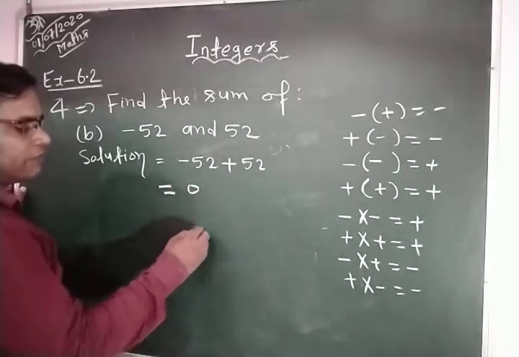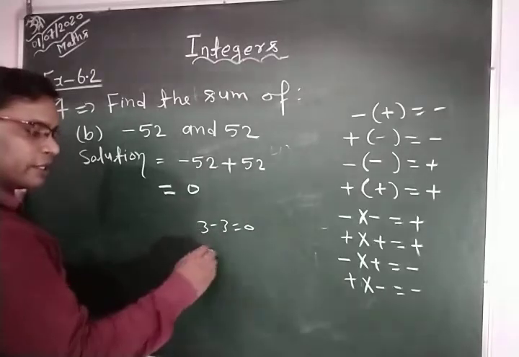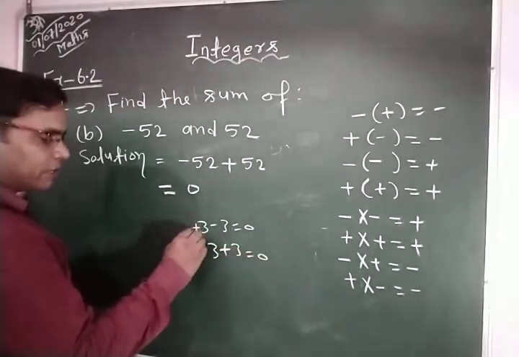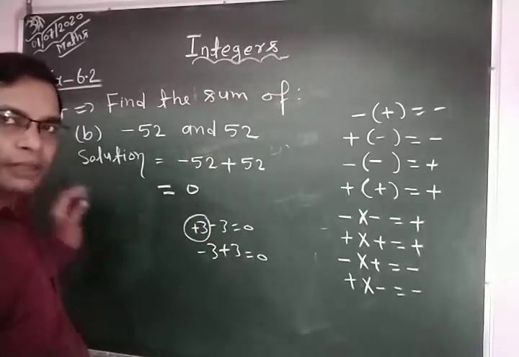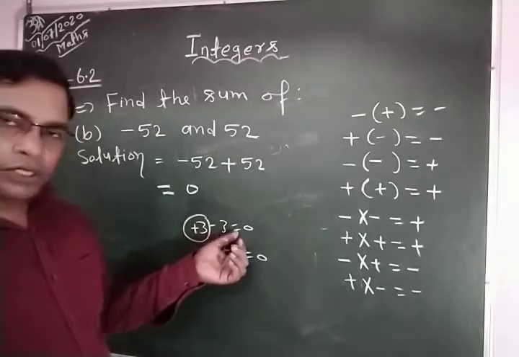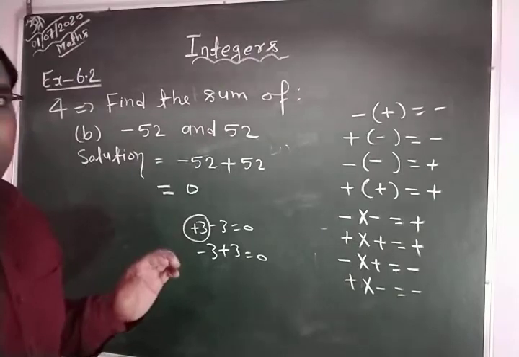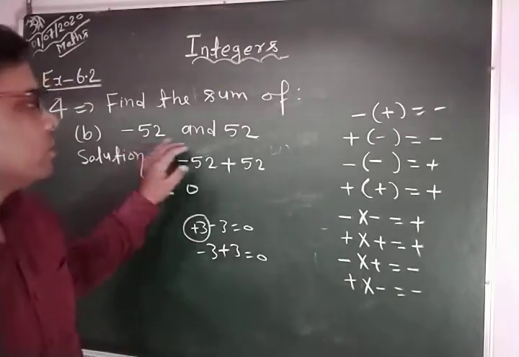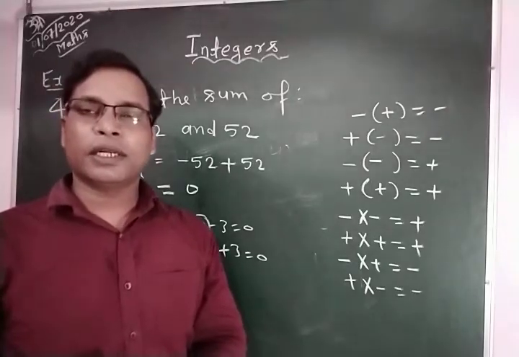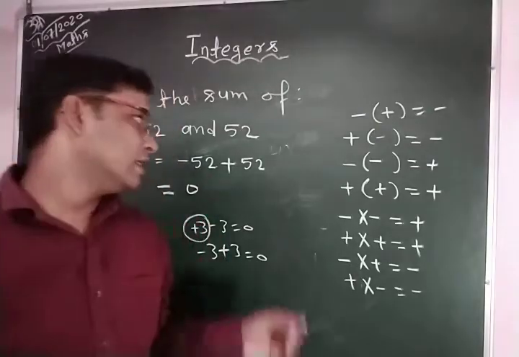So this is equal to 0. For example, you can write 3 minus 3 is equal to 0. So it means that minus 3 plus 3 is also equal to 0, because the plus sign is hidden here. So you can write 3 minus 3 is equal to 0 or minus 3 plus 3 is equal to 0. I hope all of you understood how to sum minus 52 and 52. The result of the sum of minus 52 and 52 is equal to 0.